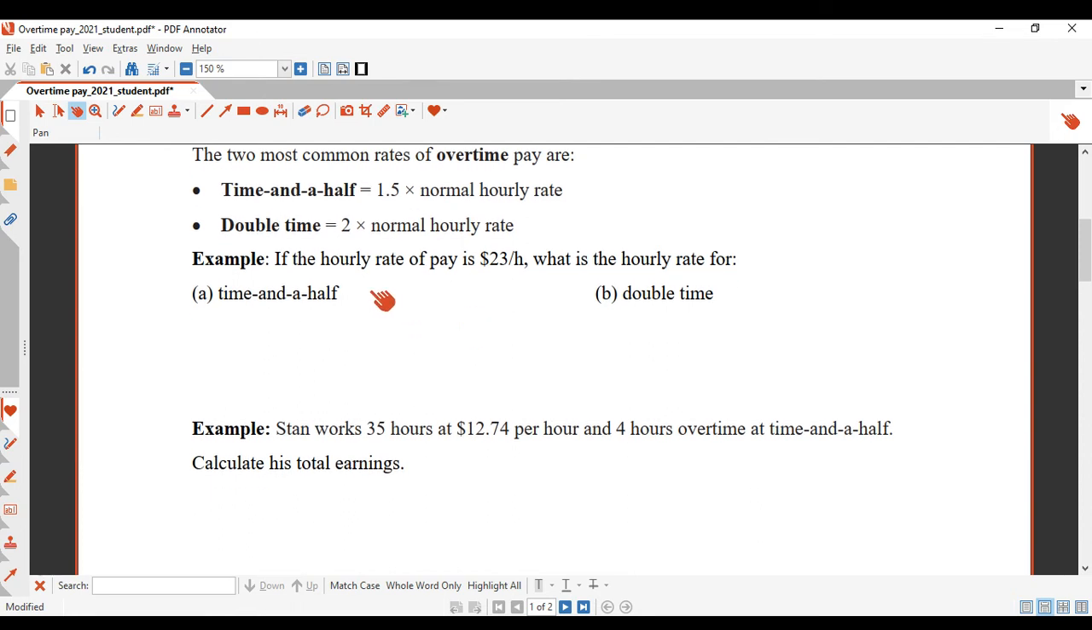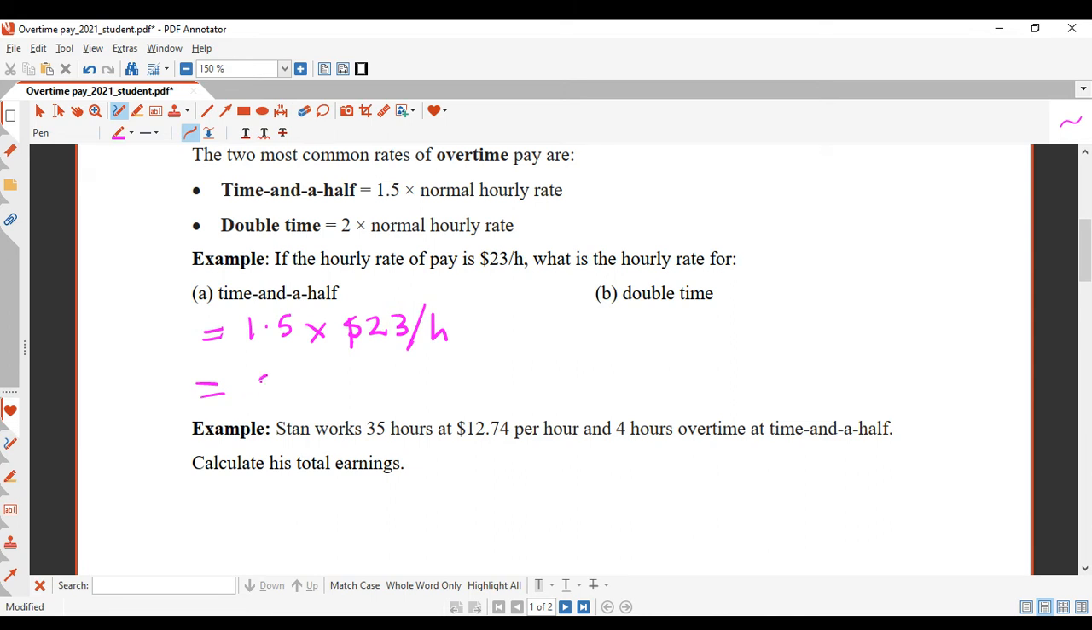So let's have a look. First example, if the hourly rate of pay is $23 per hour, what is the hourly rate for time and a half? Well, time and a half is 1.5 times your normal hourly rate. Your normal hourly rate is $23 per hour. Now, what's 1.5 times 23? So work that into your calculator, and you'll get $34.50.